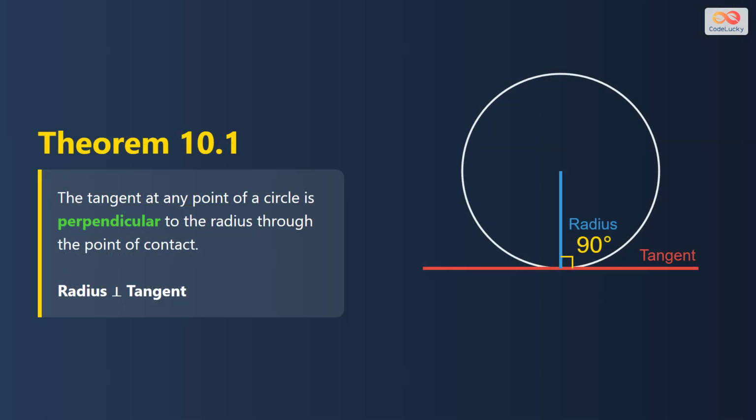Now for the most important theorem regarding tangents. The tangent at any point of a circle is perpendicular to the radius through the point of contact. This means that if you draw a radius from the center to that touching point, it will always form a 90-degree angle with the tangent line.